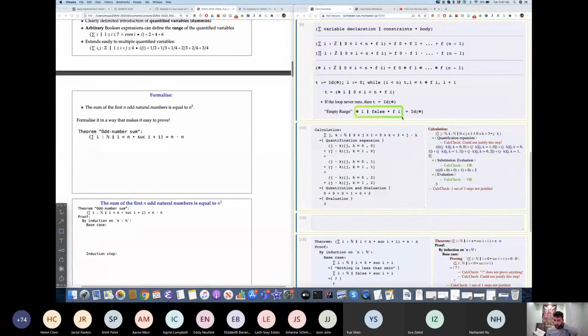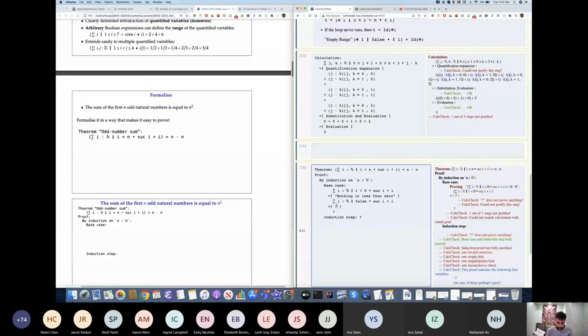If the range is false, we don't run the loop, and the result is just the identity of O plus. So this is called the empty range rule. Right here, we'll say empty range for sigma. That gives us 0. And what's the last step? Does anybody know?